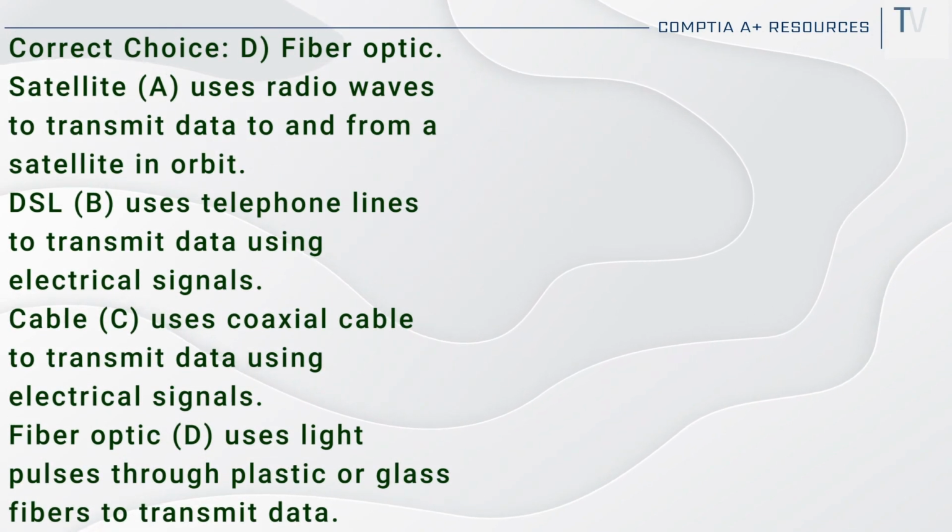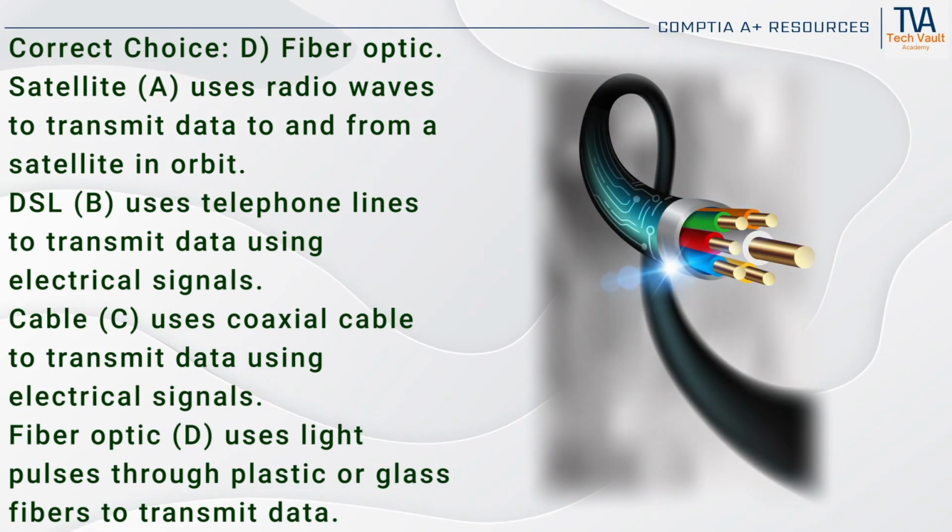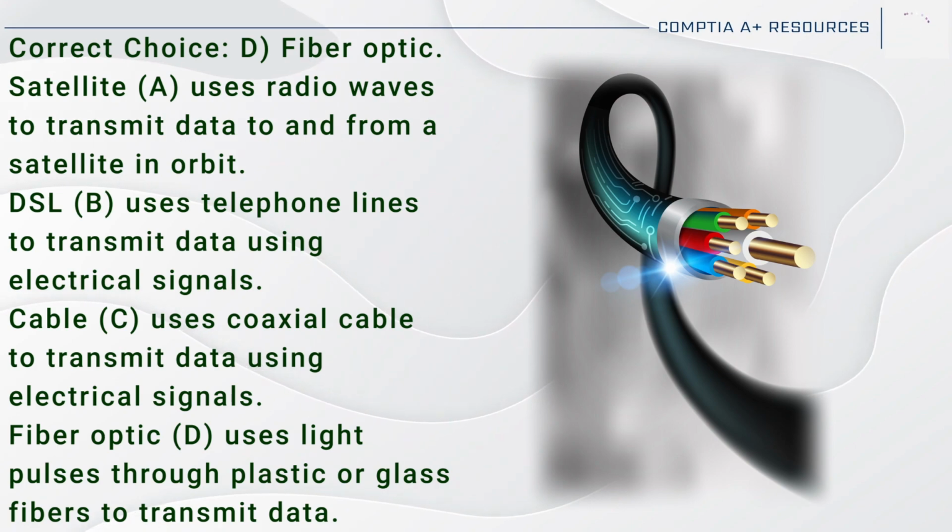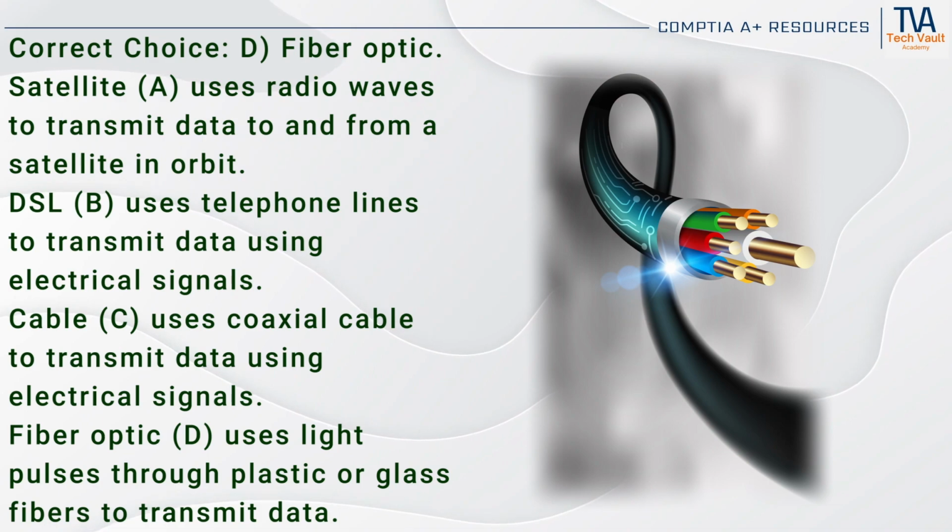Correct choice, D, fiber optic. Satellite, A, uses radio waves to transmit data to and from a satellite in orbit. DSL, B, uses telephone lines to transmit data using electrical signals. Cable, C, uses coaxial cable to transmit data using electrical signals. Fiber optic, D, uses light pulses through plastic or glass fibers to transmit data.